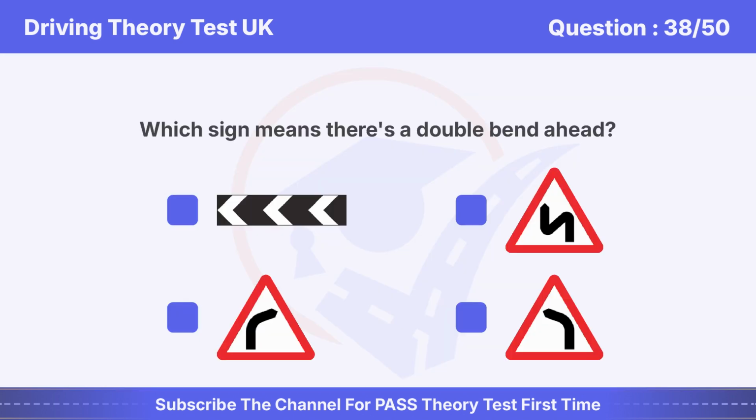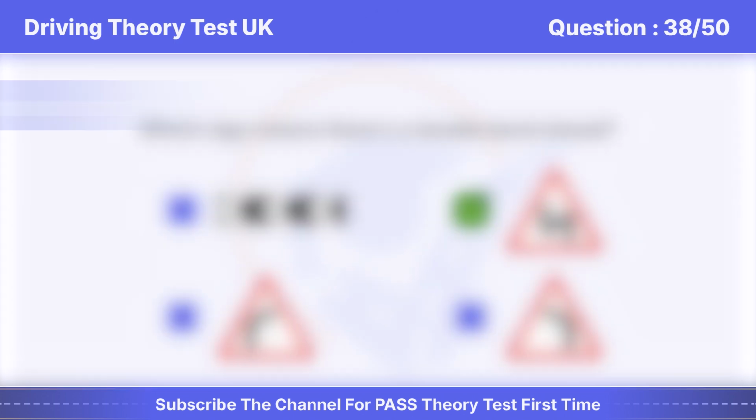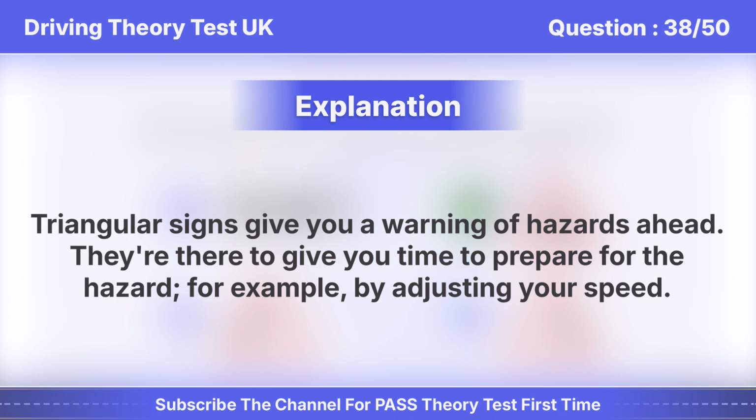Question 38. Which sign means there's a double bend ahead? Answer is B. Triangular signs give you a warning of hazards ahead. They're there to give you time to prepare for the hazard, for example, by adjusting your speed.